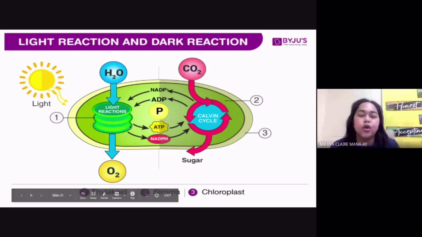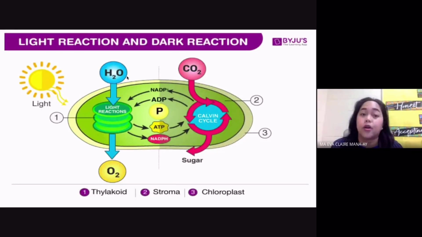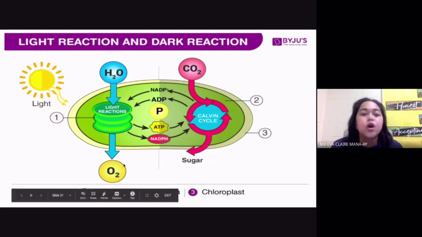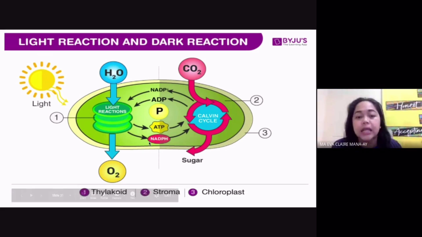Now, in your warm-up a while ago, the reactants for your light reaction should have been sunlight or light and water. Those two are the reactants of your light reaction. The products would be oxygen, which is the first product, and the other two products would be ATP and NADPH. So your light reaction does not just produce oxygen gas, it also produces ATP and NADPH. We'll get to those later.